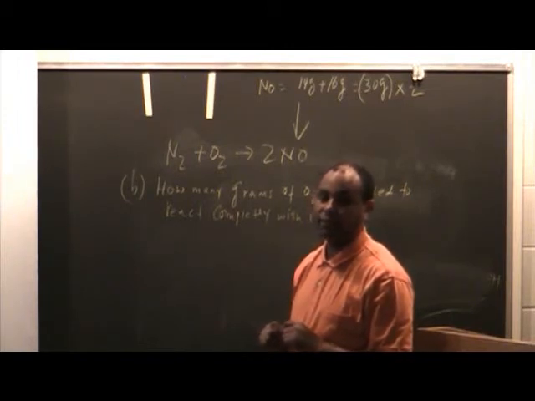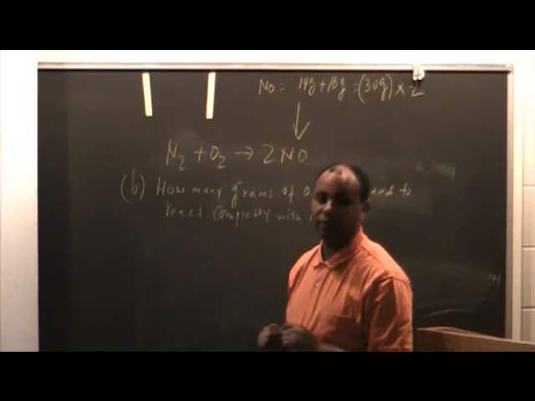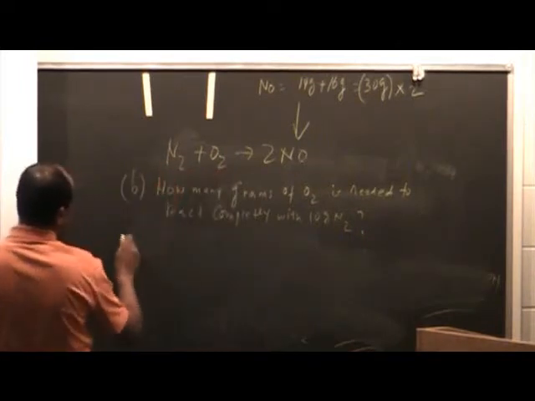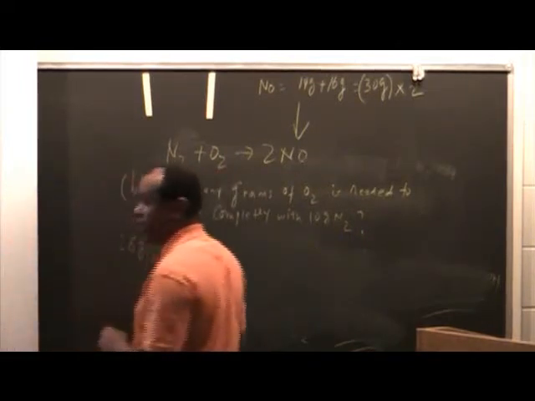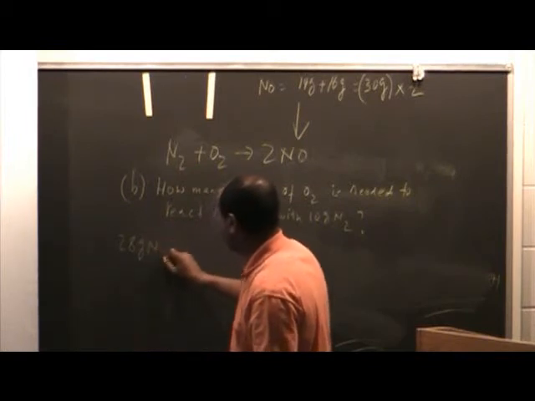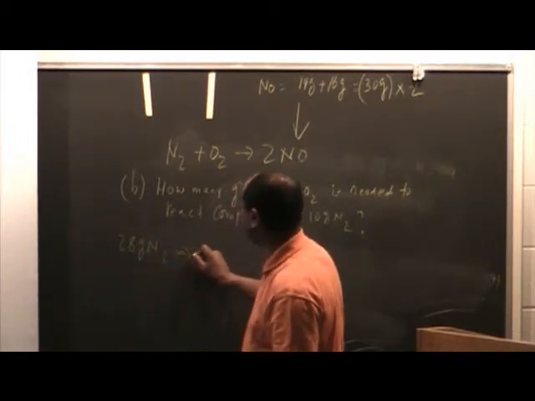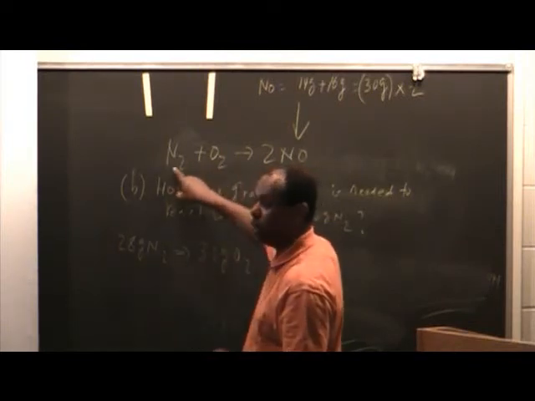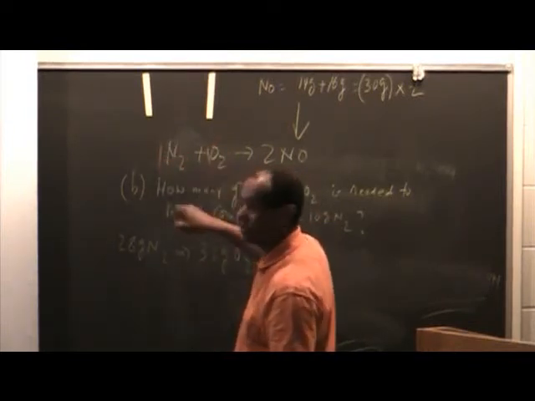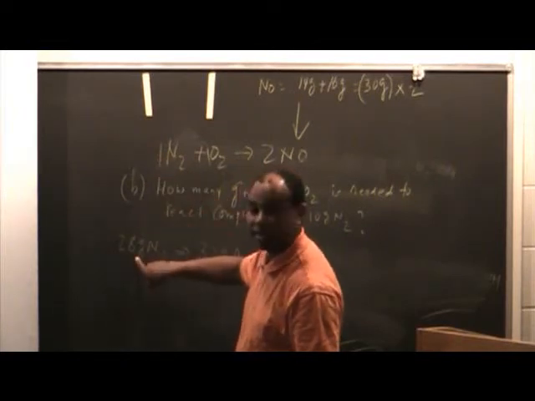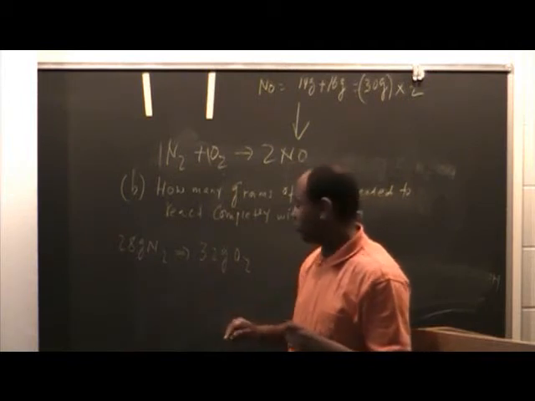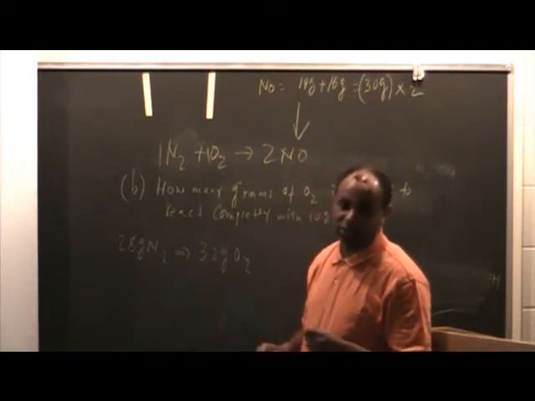28 grams of nitrogen reacts with 32 grams of oxygen. Yes. What you need to say is, according to this, 28 grams of nitrogen needs how many grams of oxygen? 32 grams of oxygen, because the ratio is 1 to 1. 1 mole of nitrogen is 28 grams. 1 mole of oxygen is 32 grams. So every 28 grams of nitrogen requires 32 grams of oxygen.